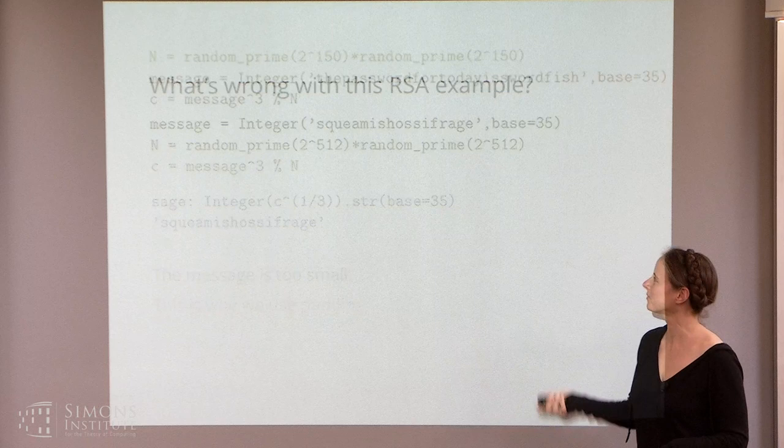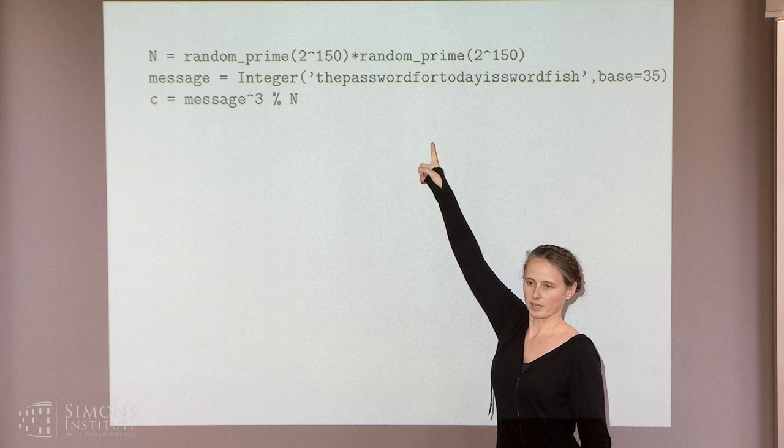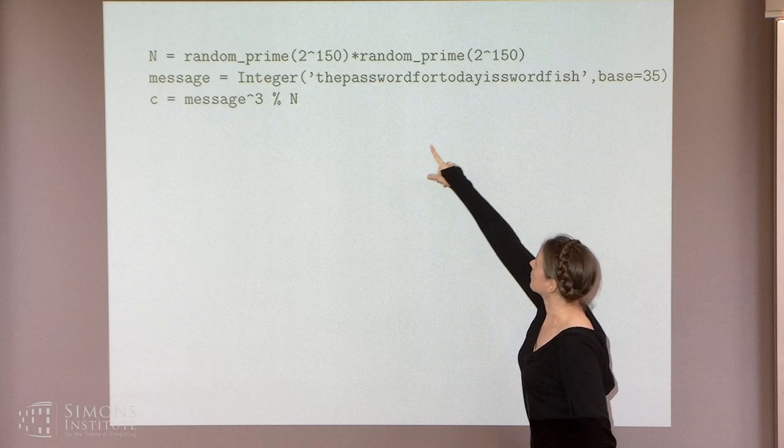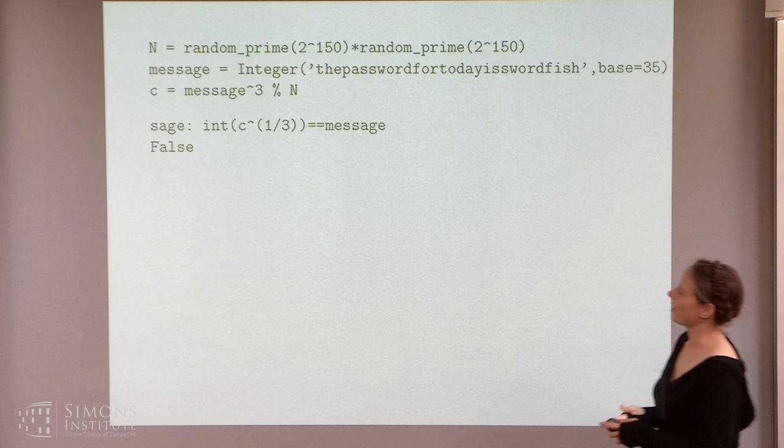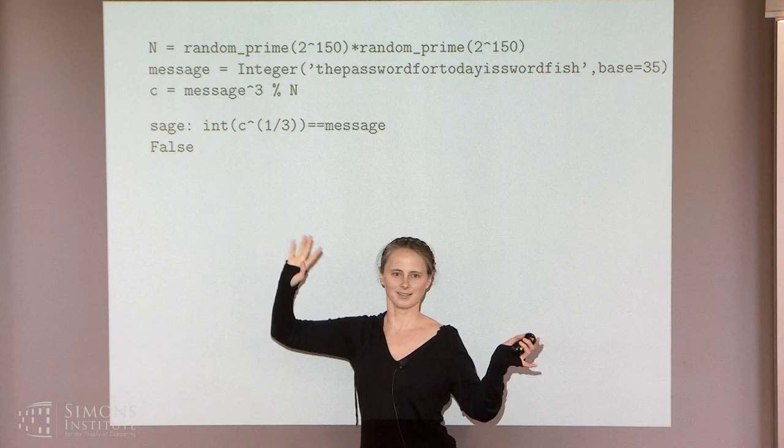Okay, here's another example. I made a smaller modulus just so it will fit on the page. So that's not the insecure part. Now I have my message, which is the password for today's swordfish, and I encode it as an integer the same way, and I encrypt it using textbook RSA with exponent 3. I want to make sure that it is not the case that we don't wrap around, so I made my modulus small enough so that this wraps around. So we don't have that problem.